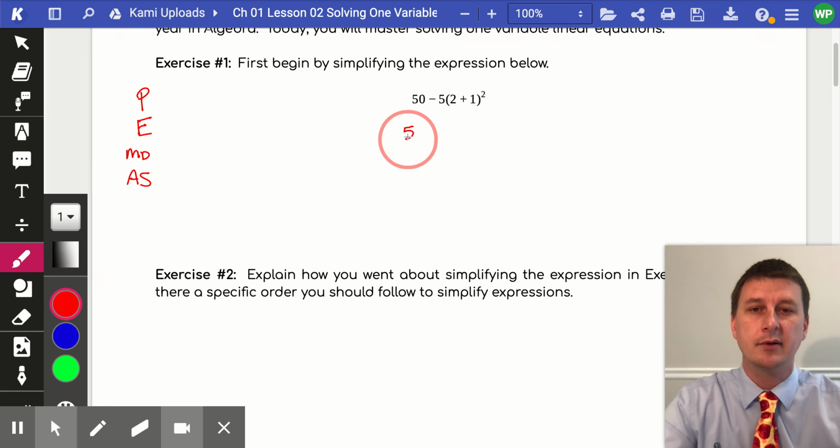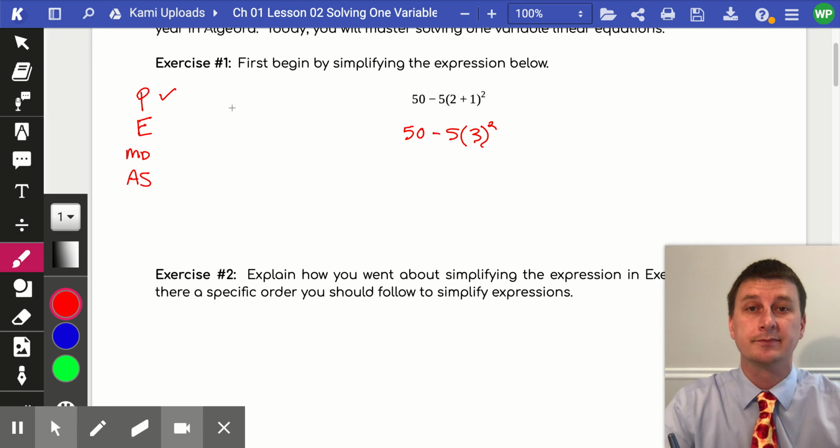I know that. So I'm going to rewrite the 50 minus the 5. I'm going to keep those parentheses there because we're not quite done with them yet. And I know that 2 plus 1 is 3, and I'll bring down the squared. So I've done my parentheses. There's nothing more I can do inside those parentheses to simplify it further.